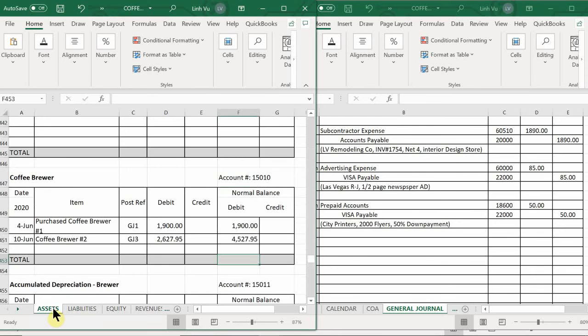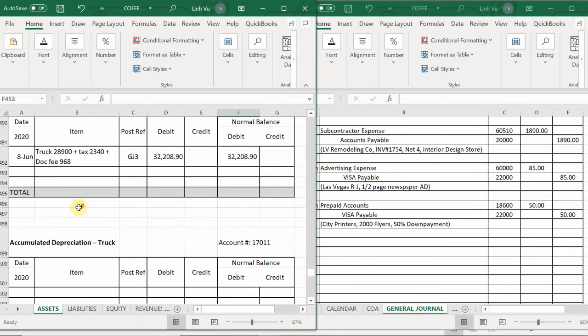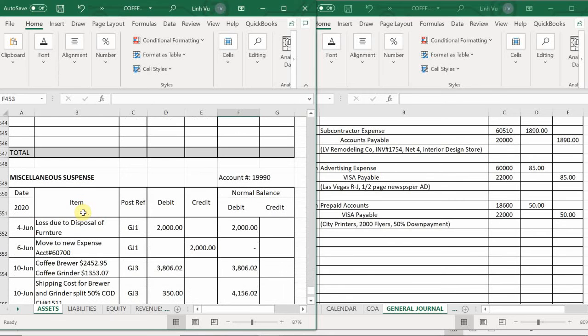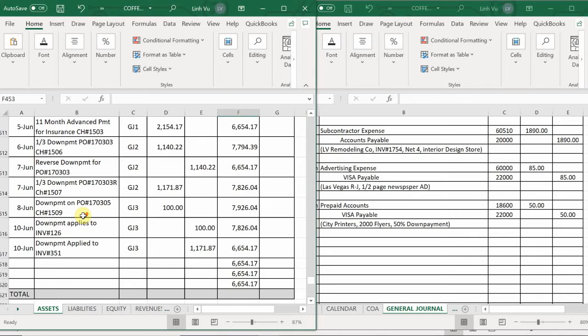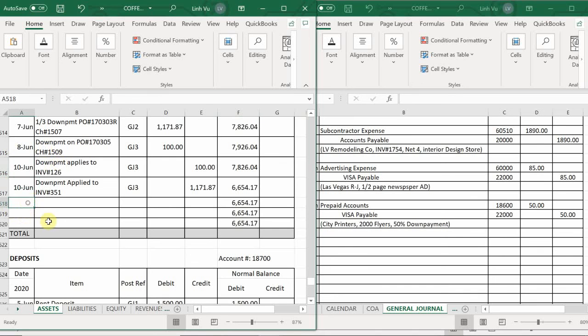So in this case, we're going to go to our assets, because that's what a prepayment is. It's like a voucher, right? And then when you go pick up the flyers, that's where you redeem your voucher. Okay, so here we are, prepaid accounts. In this case, it is the 12th of June, and I'm going to write down payment on 2,000 flyers.